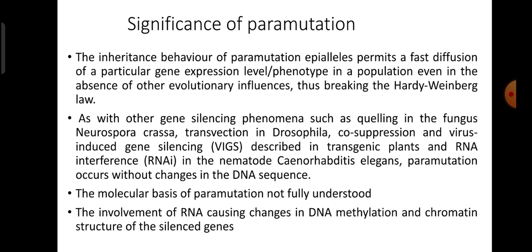As with other gene silencing phenomena such as quelling in the fungus Neurospora crassa, transvection in Drosophila, co-suppression and virus-induced gene silencing or VIGS described in transgenic plants, and RNAi in the nematode C. elegans, paramutation occurs without changes in the DNA sequence. That means it is an epigenetic phenomenon. The molecular basis of paramutation is not fully understood till now. There is involvement of RNA causing changes in the DNA methylation and chromatin structure of the silenced genes.